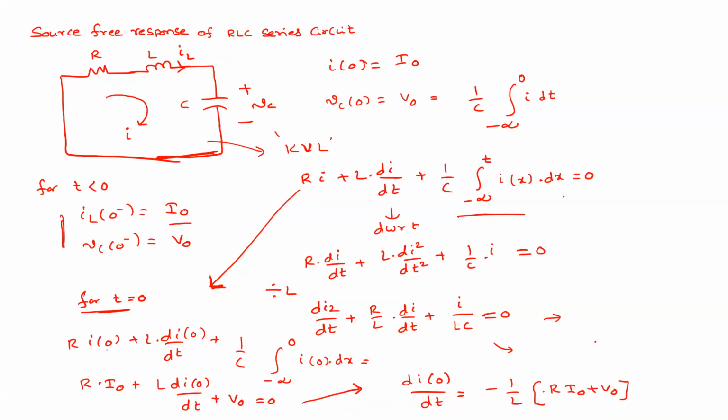Understood? So how is this equation transformed? This R into I of 0 plus L into dI of 0 by dt, plus 1 by C into the integration of I of x dx from minus infinity to 0. Sorry, this is I of x only. We already discussed that. So this value is equal to V naught. Therefore, this is another equation. Anyway, we'll come back to this equation again.